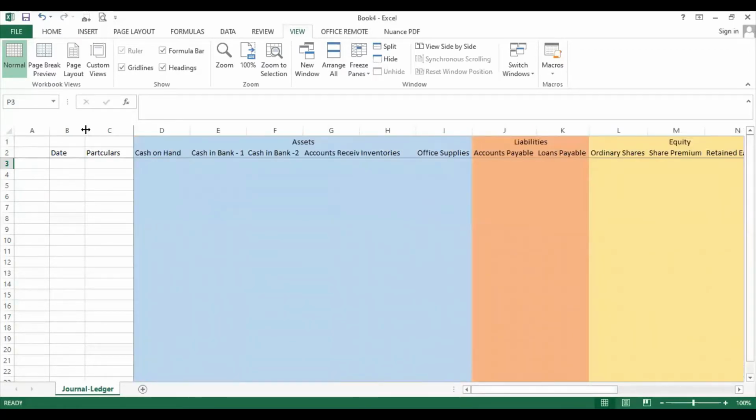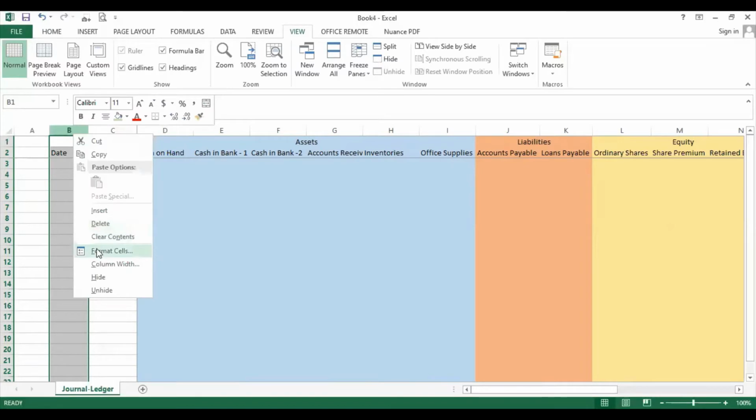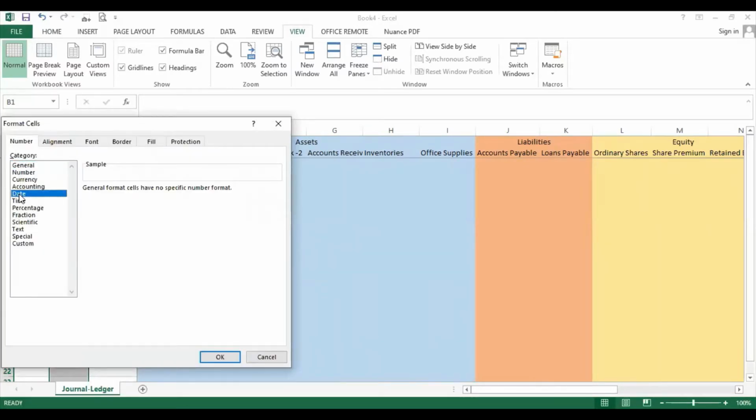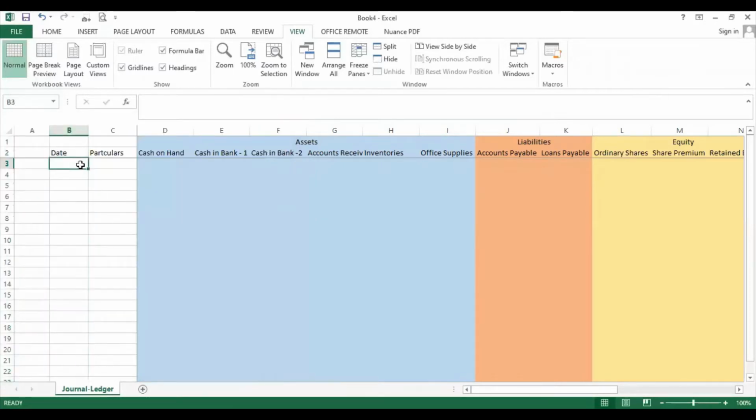So we will do some formatting now. For our date, click the date column, column B, right click, format cells, and we choose date. We will choose this day, month, year, the second one. To check, let's say our transaction is July 1. You just press 7/1 and enter. You now have the date, 1st of July 2020.